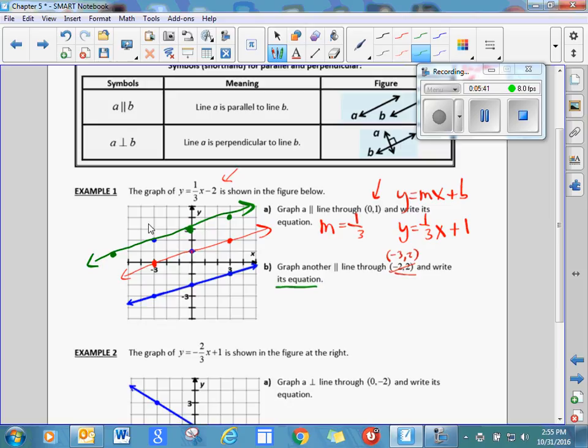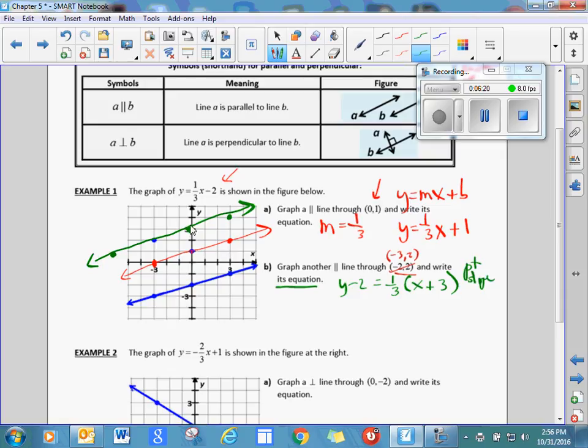Now, you could probably look at the y-intercept and go, well, I see the y-intercept. It looks like it's at positive 3, 1, 2, 3, and you could write it that way, or you could use the point slope formula. So the point slope formula is y minus 2 equals the slope we know is positive 1/3, and then x minus a negative 3, which would be plus 3. So that's the point slope form.